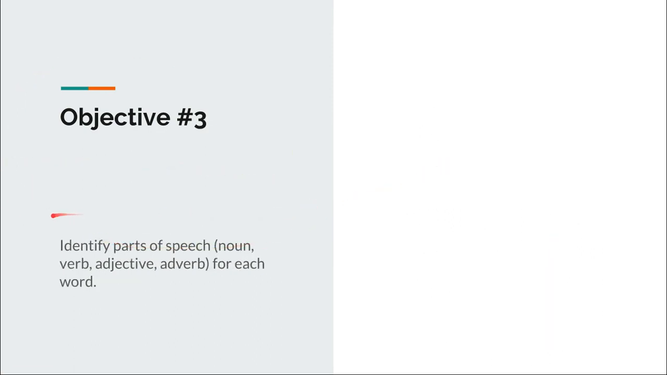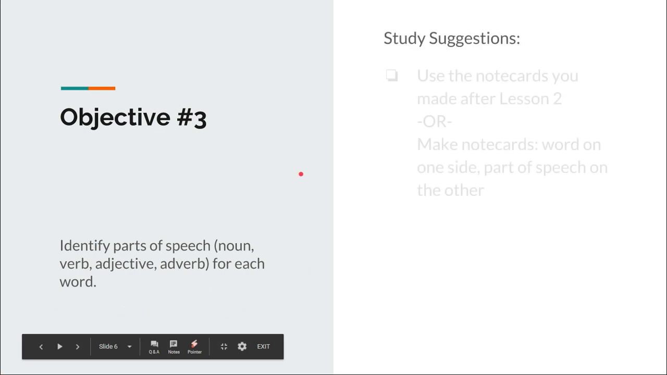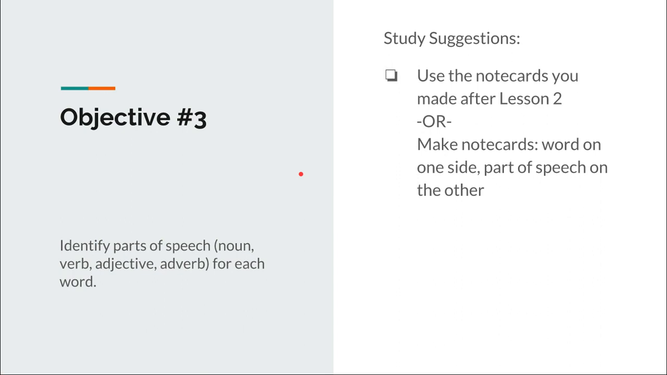Objective 3, identify the parts of speech for each word. For this, you've got a couple choices. I suggest you make note cards because this is a good way of studying. You can either use the note cards you made after lesson 2 because this information is on there, or if you prefer, if the act of writing another time really helps you, make note cards again. Put the word on one side and then put the part of speech on the other. So for CRED, for example, I would write the word CRED on one side, and then I'd flip it over and I would write noun. Do that for all 6 words.